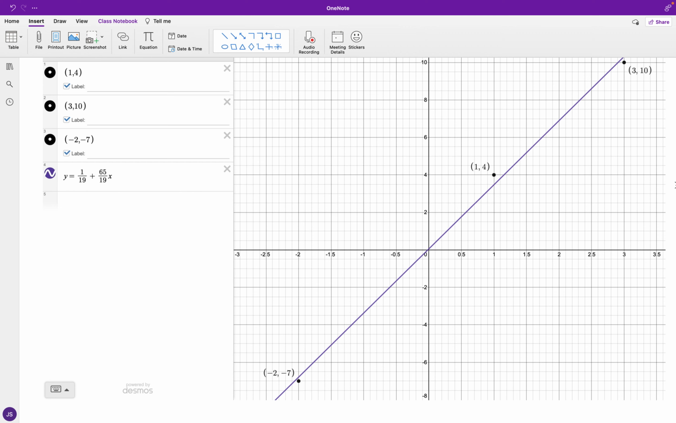I plotted these points with labels: 3, 10, 1, 4, and negative 2, negative 7. And we have the line running diagonally, which is the least squares line. It's not going to pass through those points, but it is going to be the closest to all 3 points once you put the distances all together.